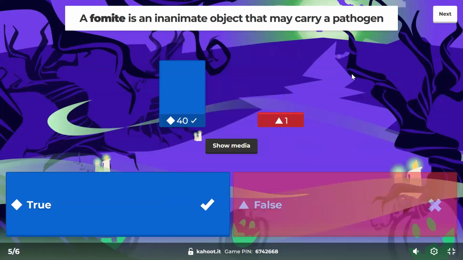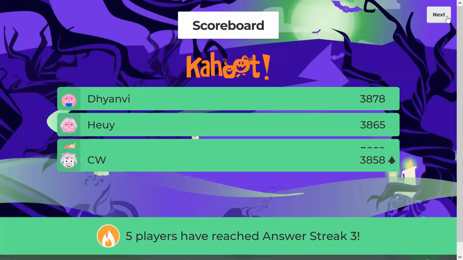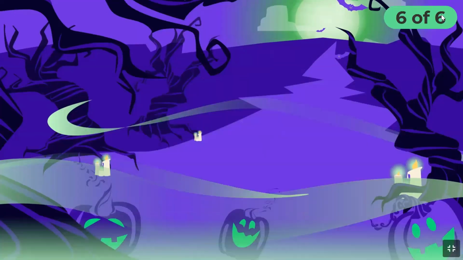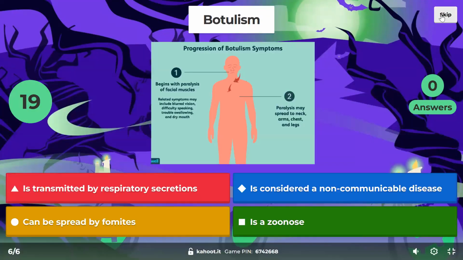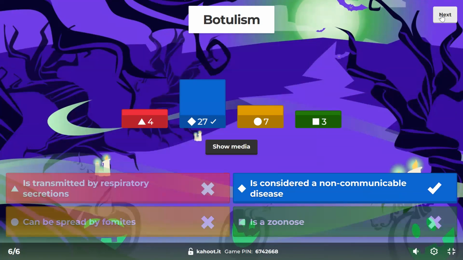Okay, so close. Okay, oh boy, the number 1 spot, right? Fighting for it. Botulism. 4 options. I had to throw one hard one in there. This is the correct answer. Botulism comes from the soil. It does not come from another host.